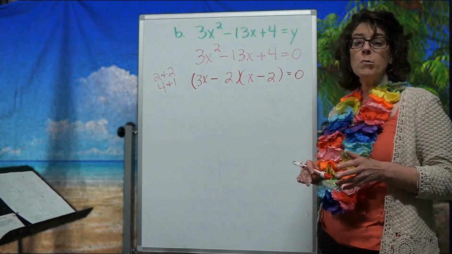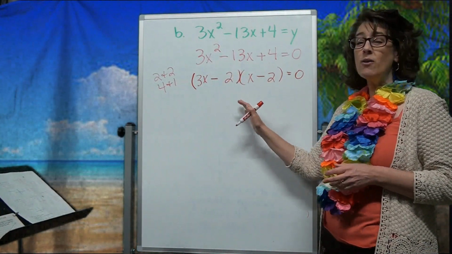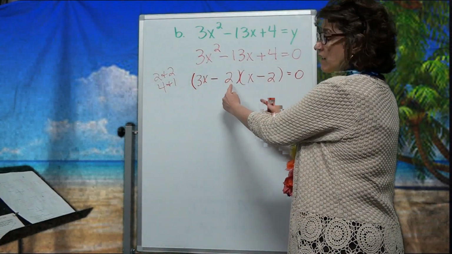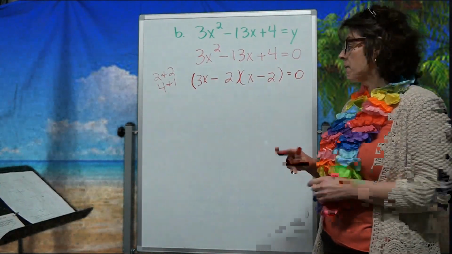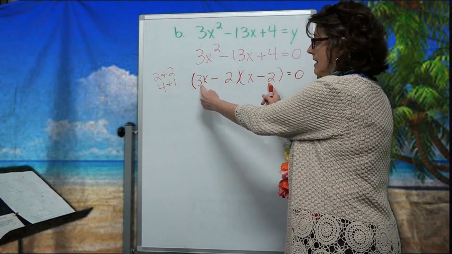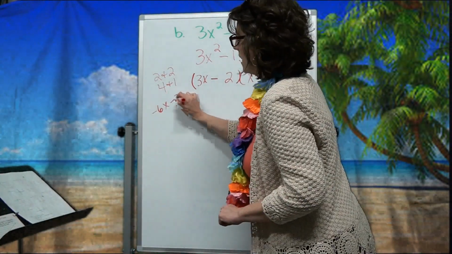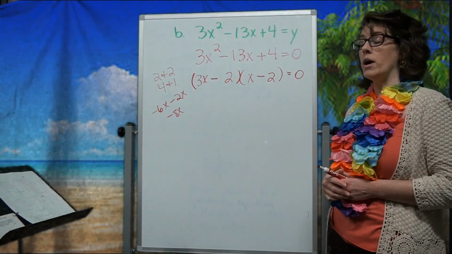Now remember, I've told you before, you check it by FOIL to make sure that you can get back to the beginning. I don't have to do the full FOIL though, because I know that 3x times x is 3x squared. I know that negative 2 times negative 2 is a positive 4. It's outsides and insides that I'm worried about. So when I multiply out here, I get a negative 6x, and when I multiply in here, I get a negative 2x. Those two combine to be a negative 8x, which is definitely not what I want.